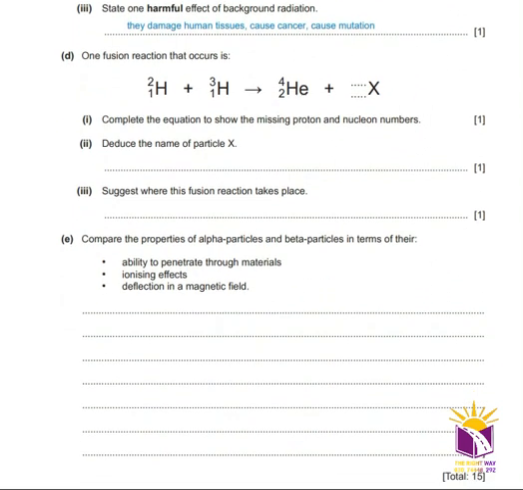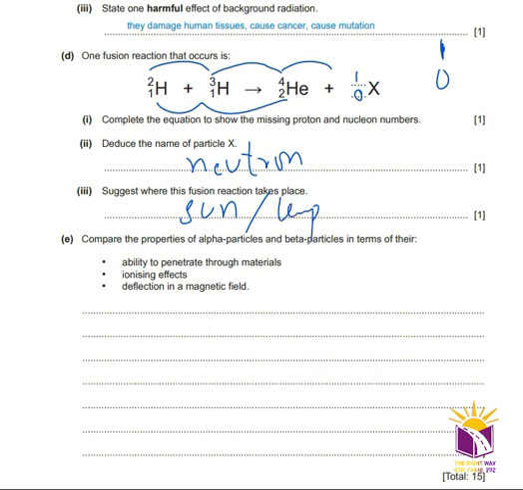One fusion reaction that occurs is hydrogen plus hydrogen makes helium plus X. Complete the equation to show the missing proton and nucleon numbers. 1 plus 1 is equal to 2, so it will be 0. 2 plus 3 is equal to 5, so it is 4 plus 1, so 1 and 0. Deduce the name of the particle X. Its mass number is 1 and atomic number is 0, so it will be a neutron. Suggest where this fusion reaction takes place. Fusion takes place in the sun, or where temperature is very high, in different stars.